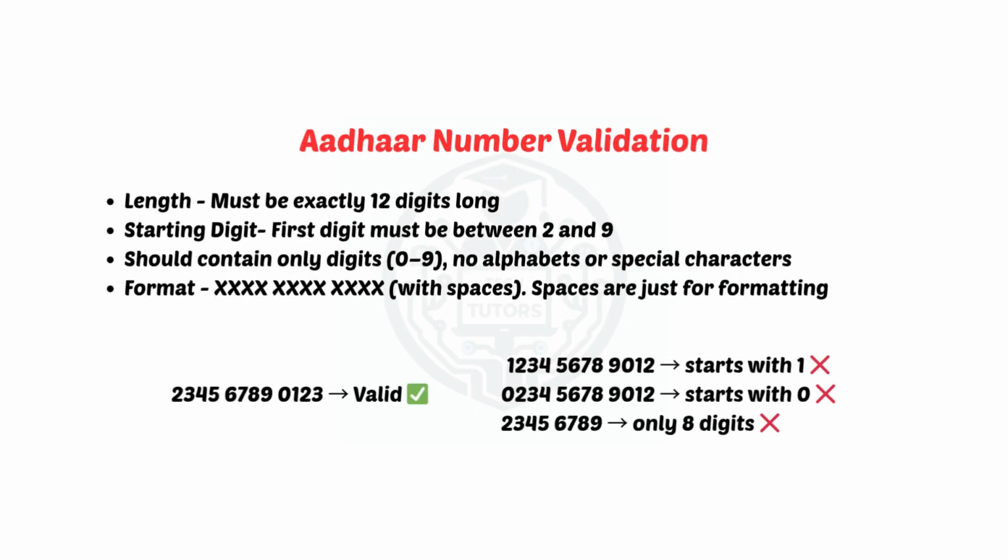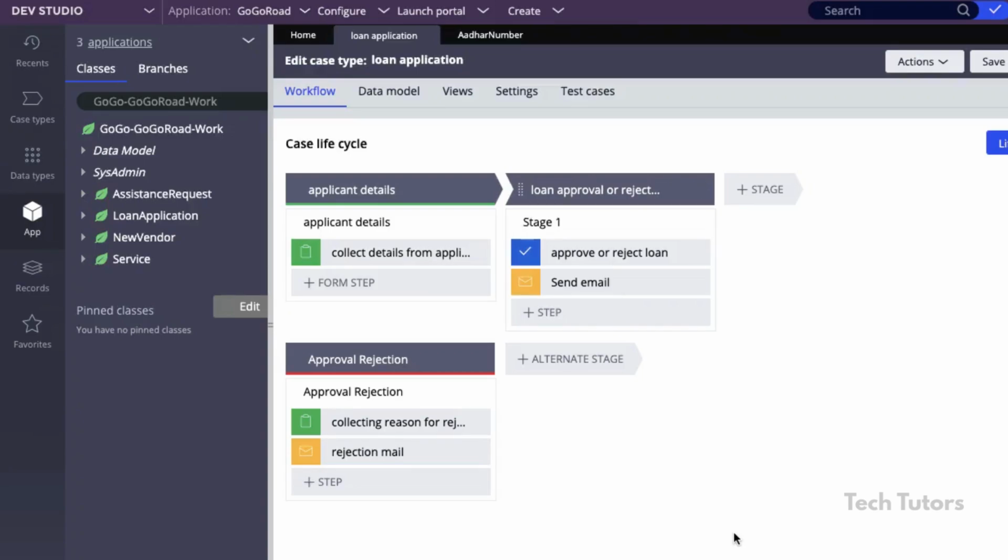In this video, let's see about Aadhaar number validation in Pega. Consider a loan application use case in which the customer will be filling the form and submitting the details. In that details, Aadhaar number will be given. We need to validate whether the entered Aadhaar number is valid or not. Let's see how to implement in Pega.